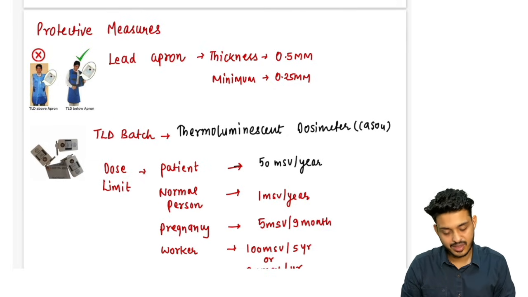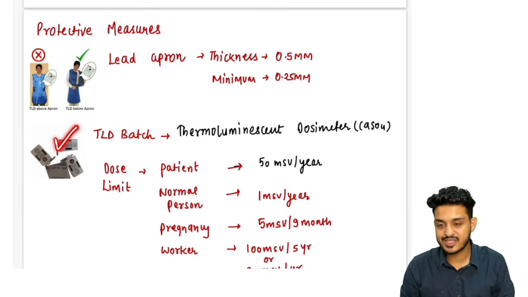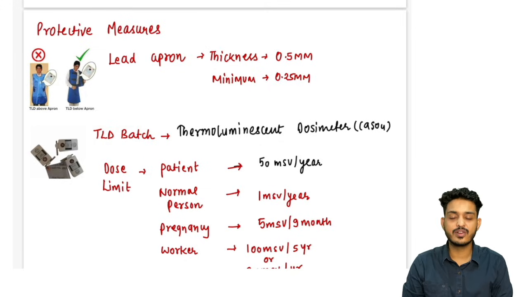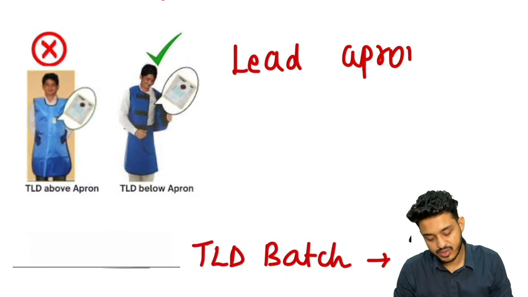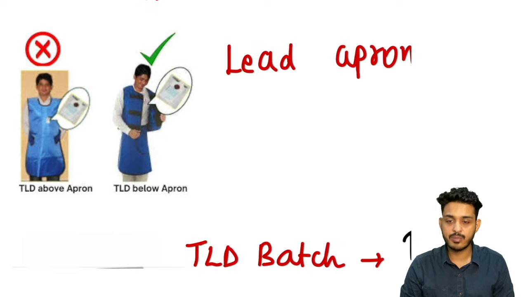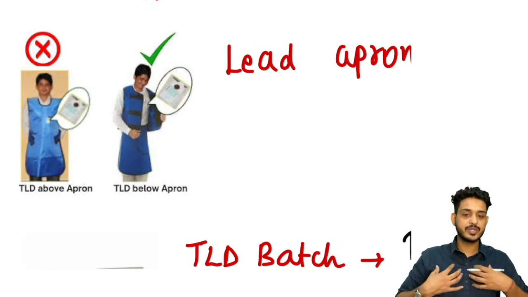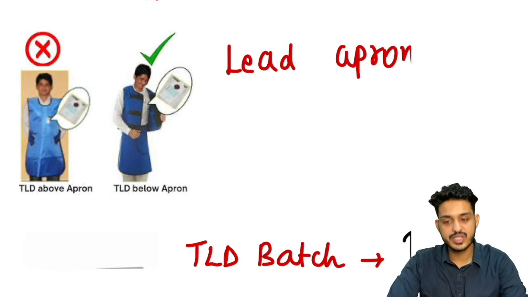Right? So what are the dose limits? You have to understand what this TLD is, its full form, and what its function is, and where we are going to wear it. It is not going to be worn above the lead apron. It should be worn inside the lead apron, below the lead apron. So this is how you are going to understand how much radiation this person is exposed to, right?